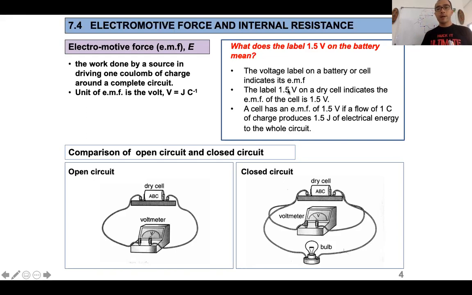The label 1.5 volt on a dry cell indicates the EMF of the cell, which is 1.5 volts. So technically, a cell has an EMF of 1.5 volts. This is already according to the definition: if a flow of 1 coulomb of charge produces 1.5 joules of electrical energy to the whole circuit. Meaning whether it's an open circuit or closed circuit, it will only be able to produce 1.5 joules for every coulomb of charge that is flowing.